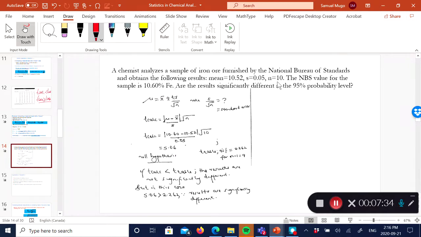The t in the table, with the same degrees of freedom as the last one, 9, is 2.262. And so you can see the t from the table is much smaller than the t you've calculated. And so the results in this case are significantly different, meaning your analytical method is not as good in doing the accurate measurements of your iron ore.